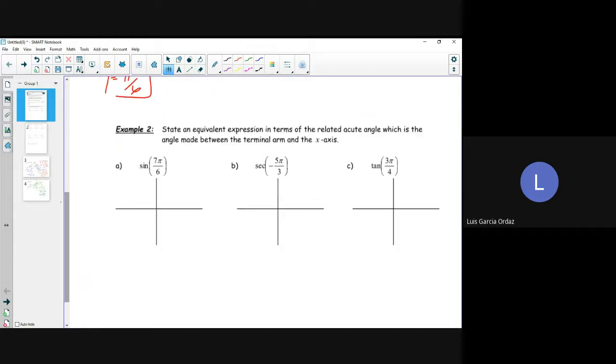Okay, so example 2, we want to state an equivalent expression in terms of the related acute angle, which is the angle made between the terminal arm and the x-axis. We want to plot sine of 7 pi over 6. So what is the angle pi over 6? What angle does that give us?